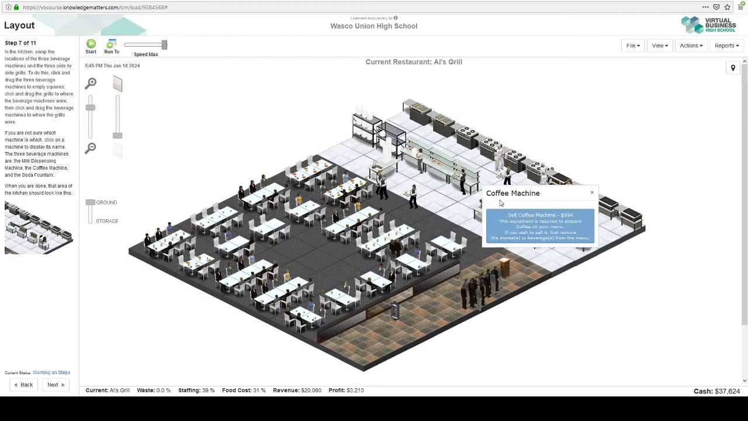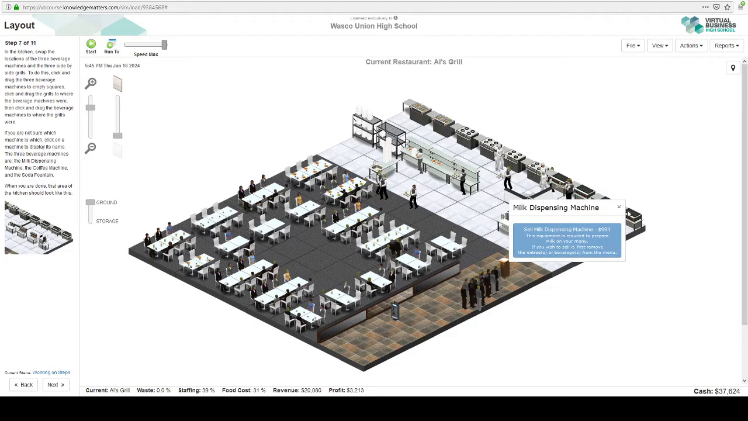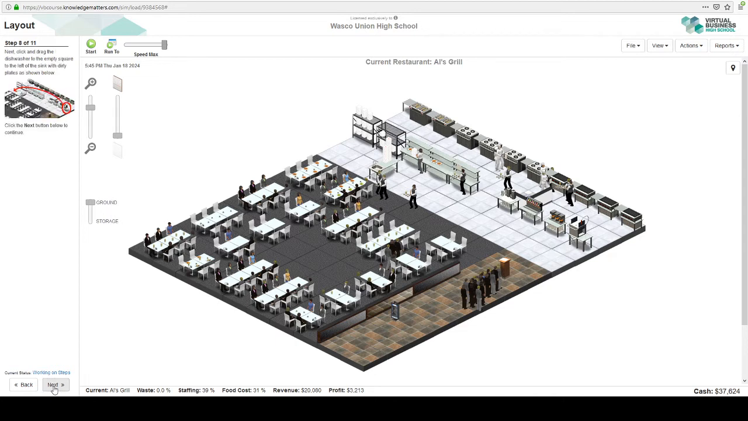This is our coffee machine. So we're going to go ahead and move the coffee machine over here. And then we have our soda dispenser. And then this is the milk dispensing machine. All right, so this should make it better, but I'm telling you, the dishwasher should be with the dishes. So that's probably the next step we're going to do. Oh, there it is. Okay, so let's drag this dishwasher over here where it should be, around the dirty and the clean dishes. All right, that makes much more sense.